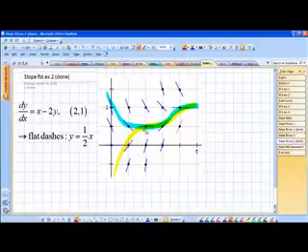Either the blue or the yellow would probably be something about what the solution looks like. Of course, more advanced technology can give you a much better idea of which one would truly go through (2, 1).